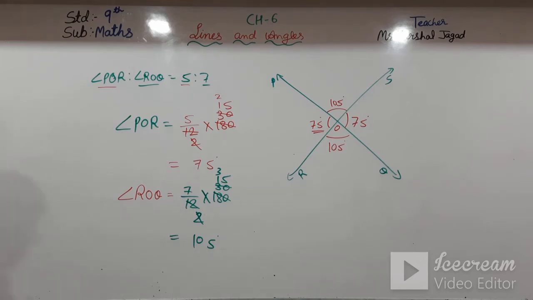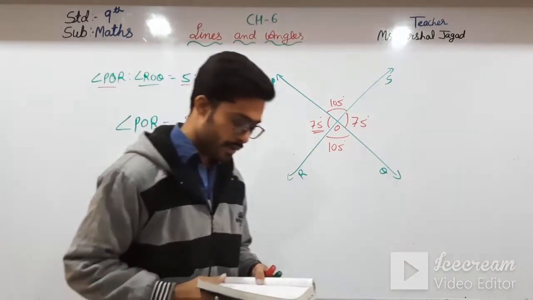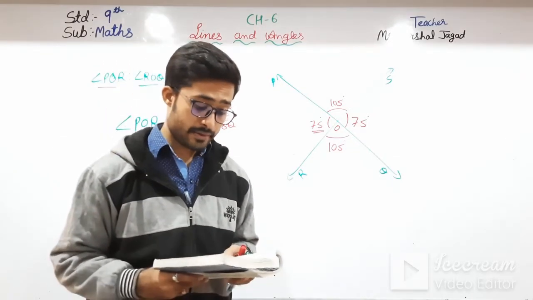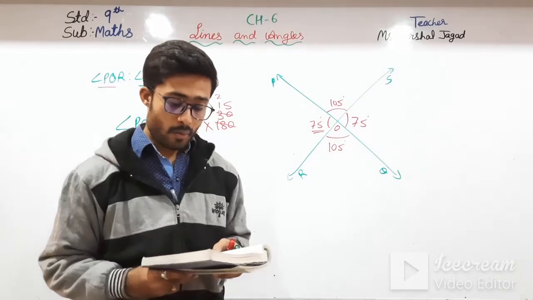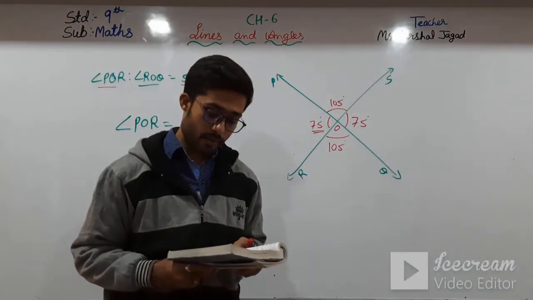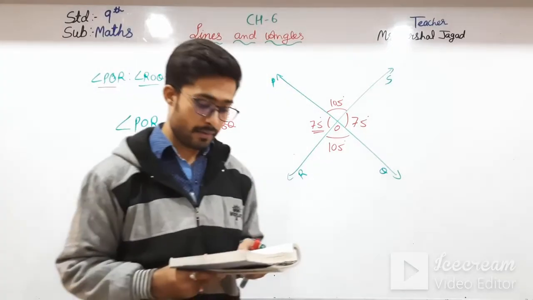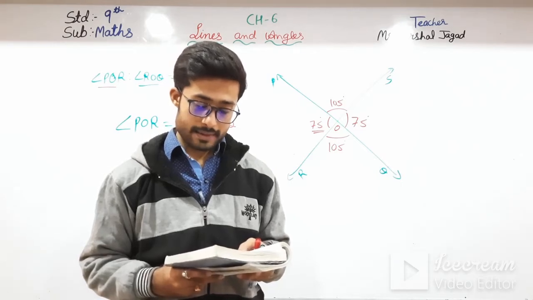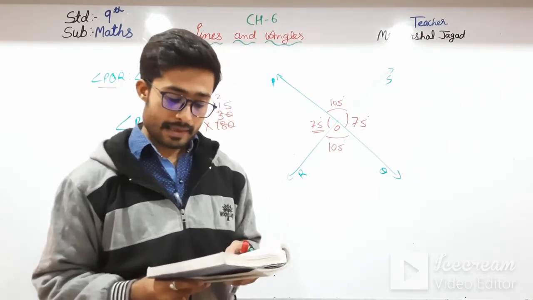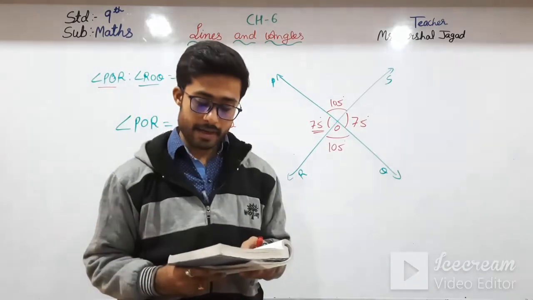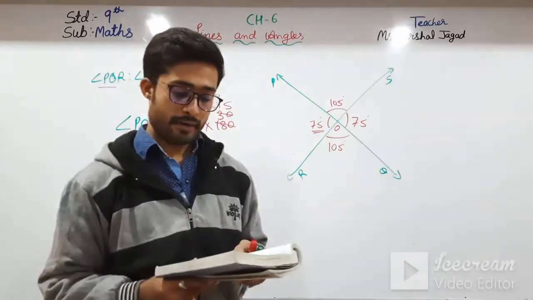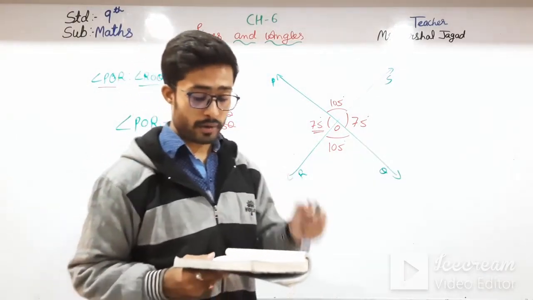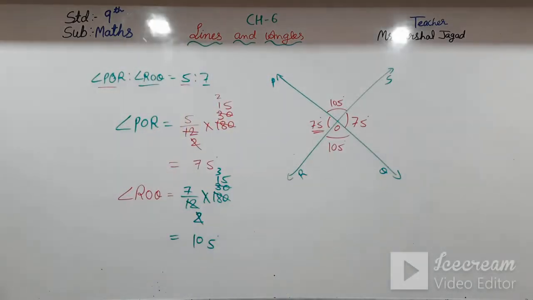See here in example number 2, in figure 6.10, ray OS stands on a line POQ, ray OR and ray OT are angle bisectors of angle POS and SOQ respectively. If POS is X, then find ROT. So students, how will we find ROT? First of all, you have to make a figure.